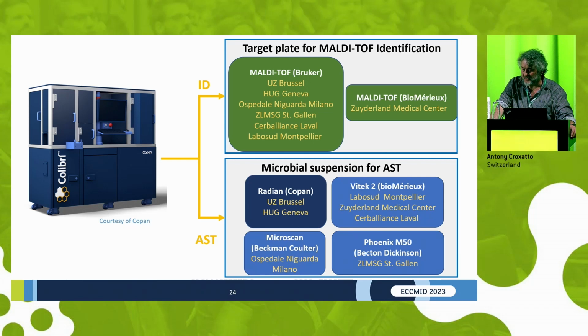Regarding preparation of microbial suspension for AST, you can see that these labs have very various AST systems, using either the Radiant from Copan, Vitek from BioMérieux, Microscan, Beckman Coulter, and Phoenix from Becton Dickinson, which is pretty interesting because we can really have a look at the performance of the Colibri to prepare bacterial suspension and look at the results.